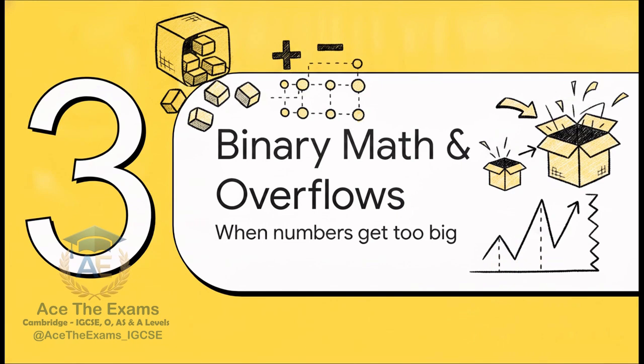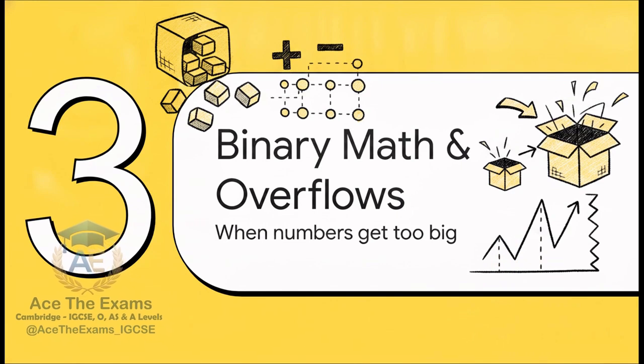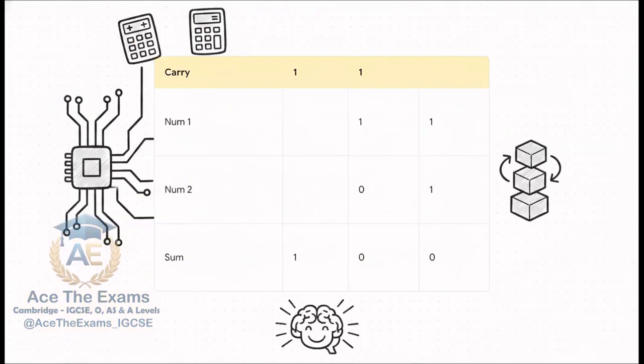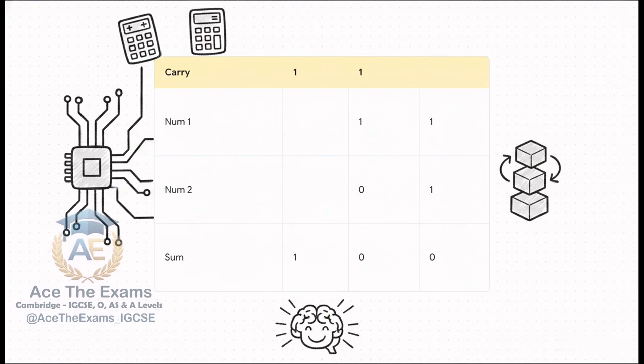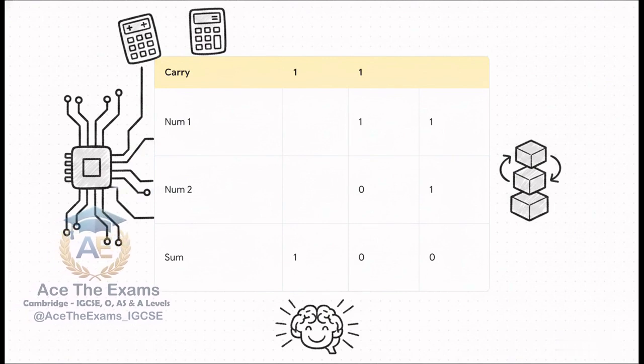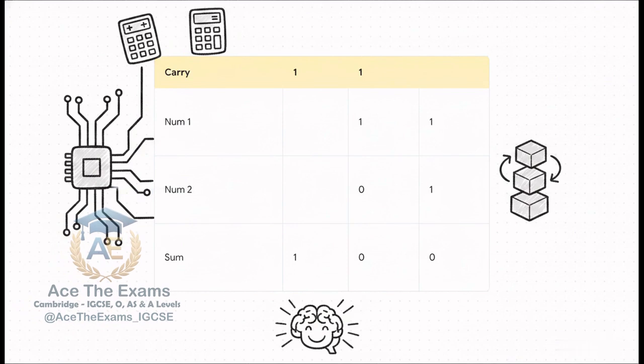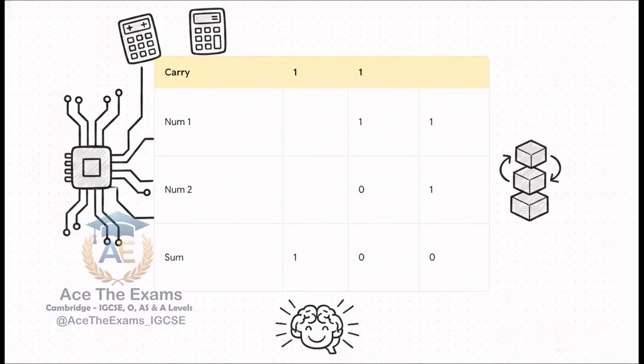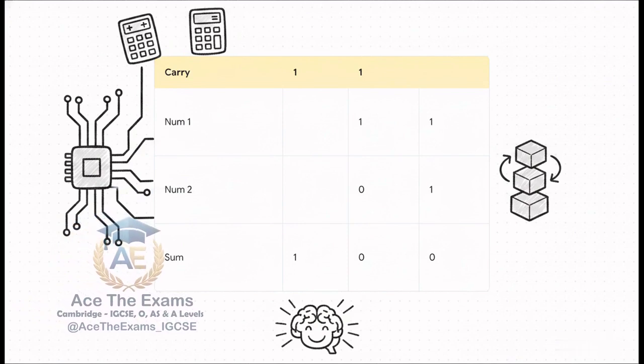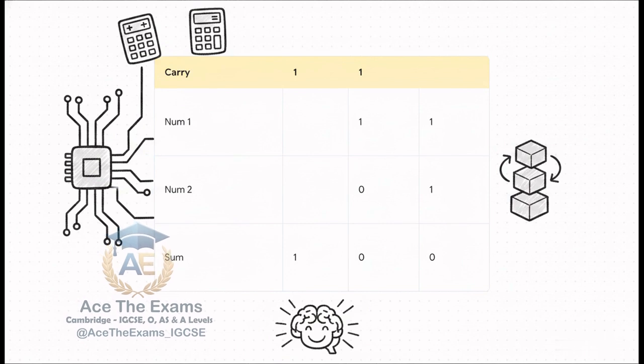All right, Section 3, binary math and overflows. We know how to read binary now, but what does the computer actually do with it? Let's take a look. It's totally fascinating how computers perform math using just these simple ones and zeros. Honestly, binary addition looks exactly like the grade school math you're already used to. You stack the numbers and add the columns, starting from the right.